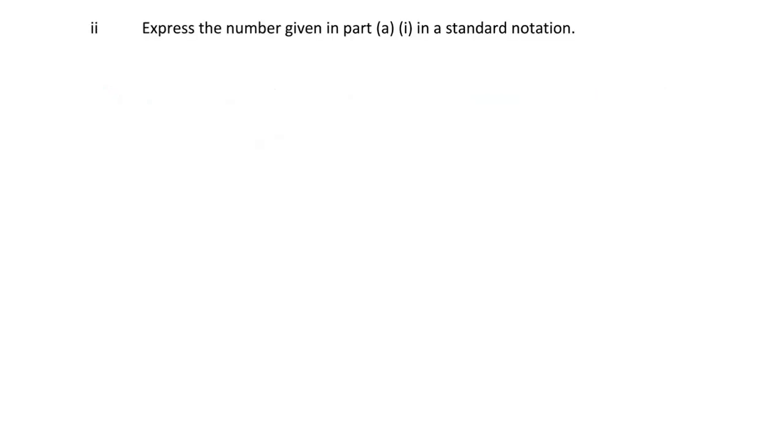For Roman 2, we are supposed to express the number given in Part A, Roman 1 above, in standard notation. Okay, so for this one, the format for standard notation is A times 10 power n, where A should range from -9, being less than or equal to A, and A is less than or equal to +9, and n is any integer. Therefore, for this number, to put it in standard notation, we are going to have 4.9803 times 10 power 5, and this is going to be our answer.